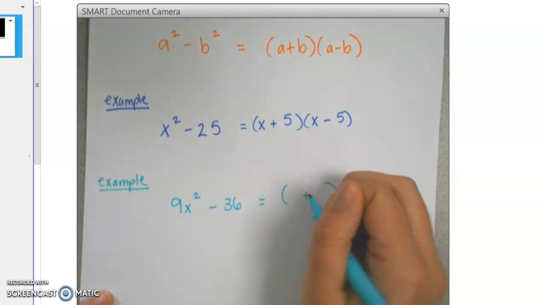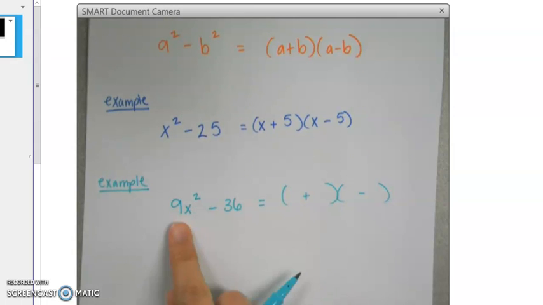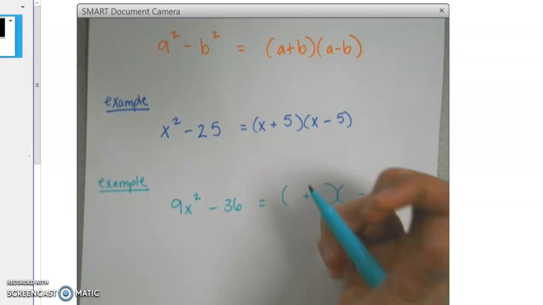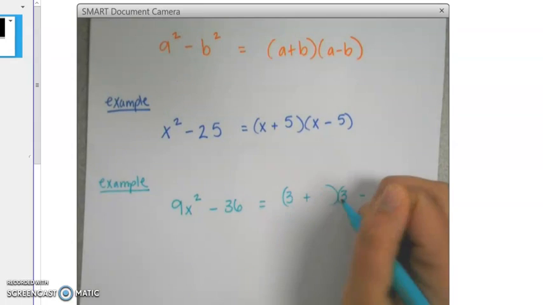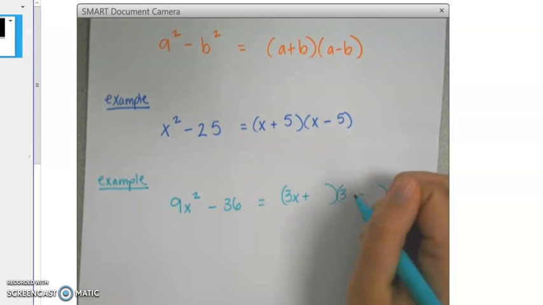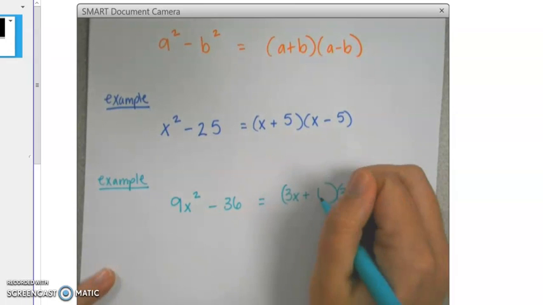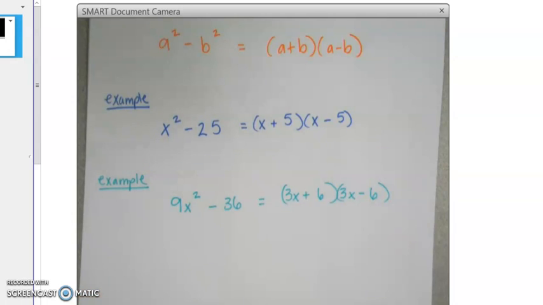I know one gets a plus and one gets a minus. So I just need to figure out what makes 9x squared. Well, 9 is a perfect square, and it's 3 times 3. x squared is a perfect square because it's x times x. And 36 is a perfect square because it is 6 times 6. And this is done. So these are really easy once you realize how to break up your perfect squares. We'll do one more and then we're done.